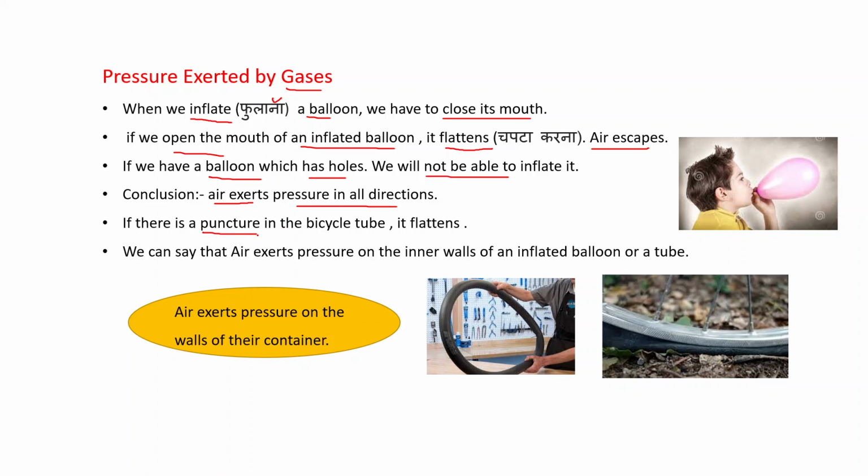If there is a puncture in the bicycle tube, you are familiar, it flattens. You can say this is an inflated bicycle tube, and when there is a puncture, it will come down like this. We can say that air exerts pressure on the inner walls of an inflated balloon or a tube. And that's why air exerts pressure on the walls of its container.